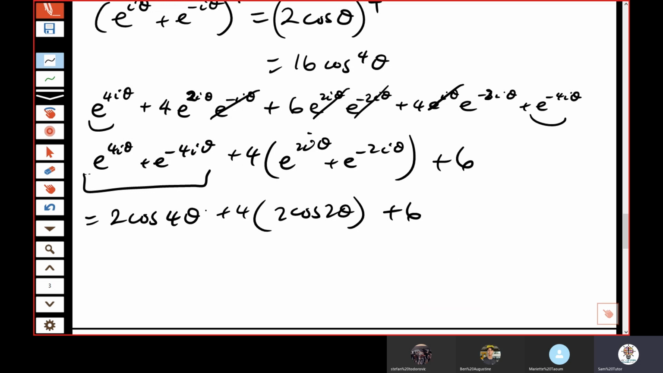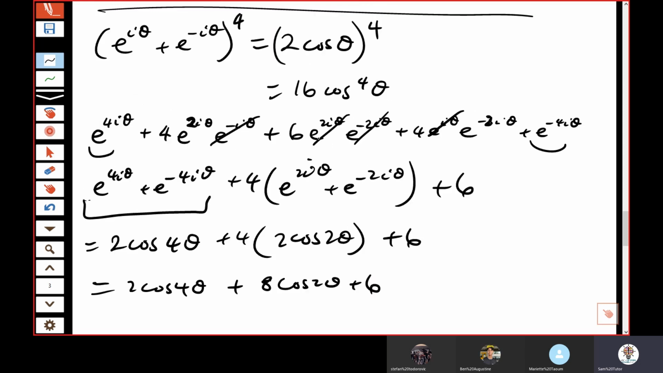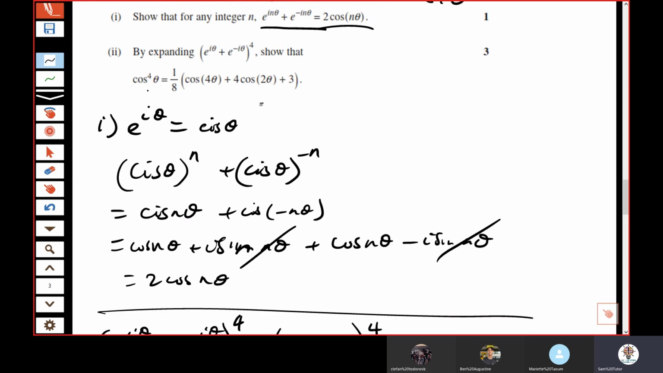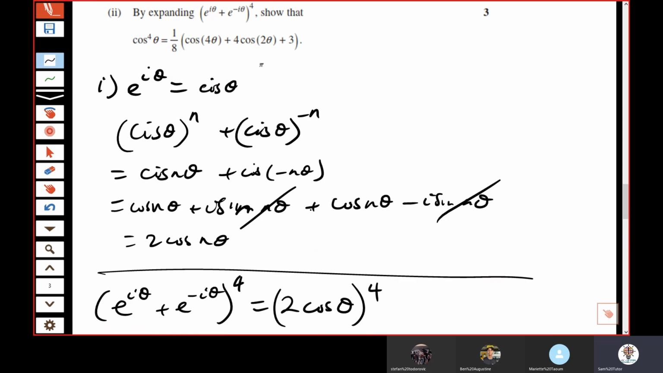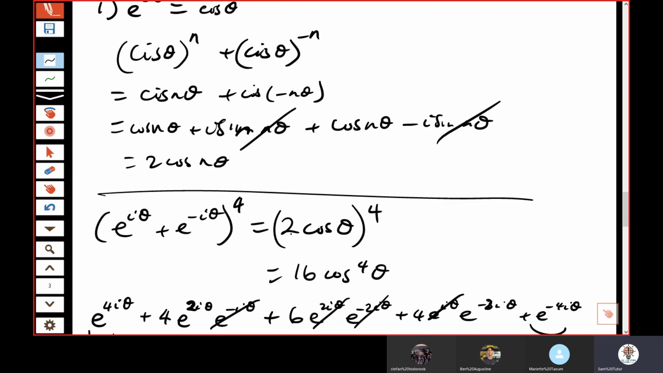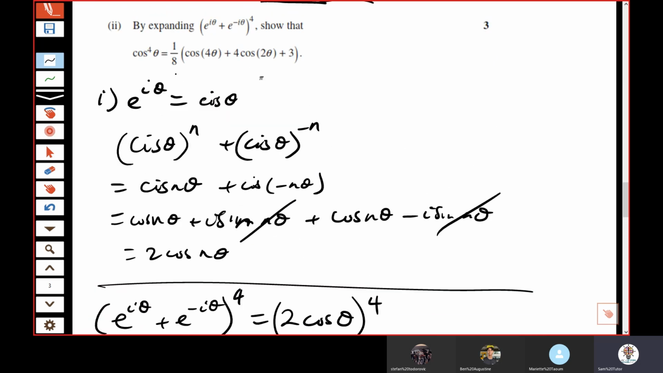2 plus 8 plus 6. And then I think you guys know what I'm going to do with my last line. The question said to prove just cos, not 16. So what am I going to do with this 16 that's here? You're going to divide it. 2 on 16 is 1 on 8.